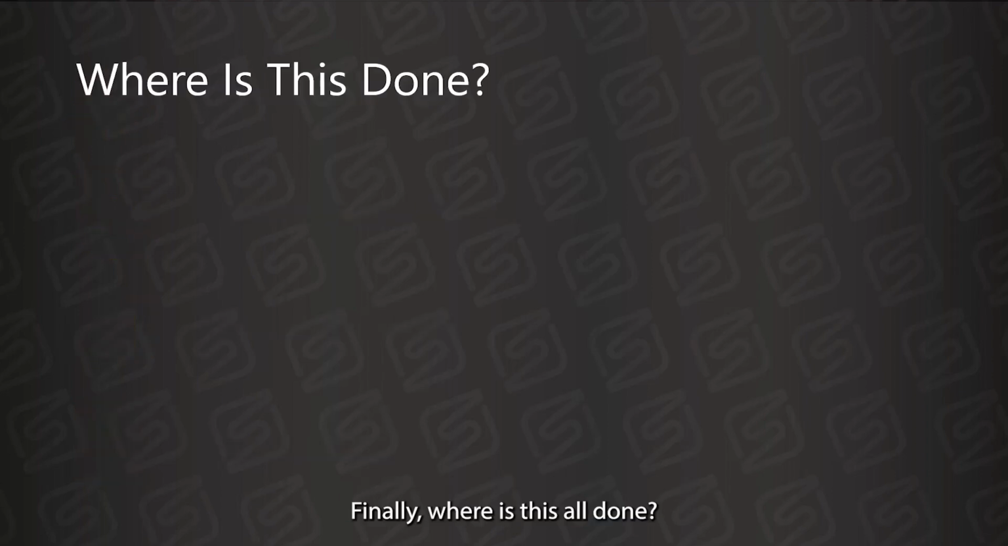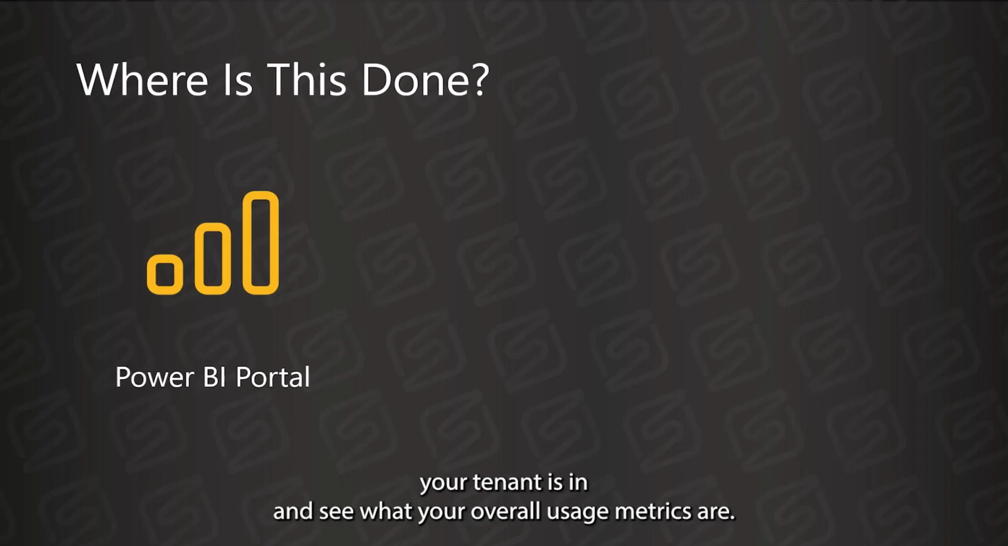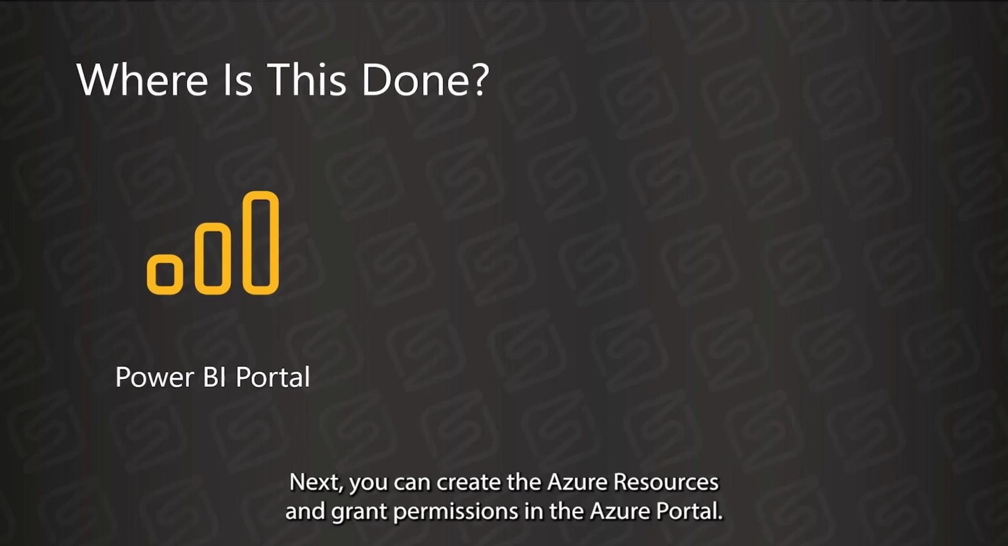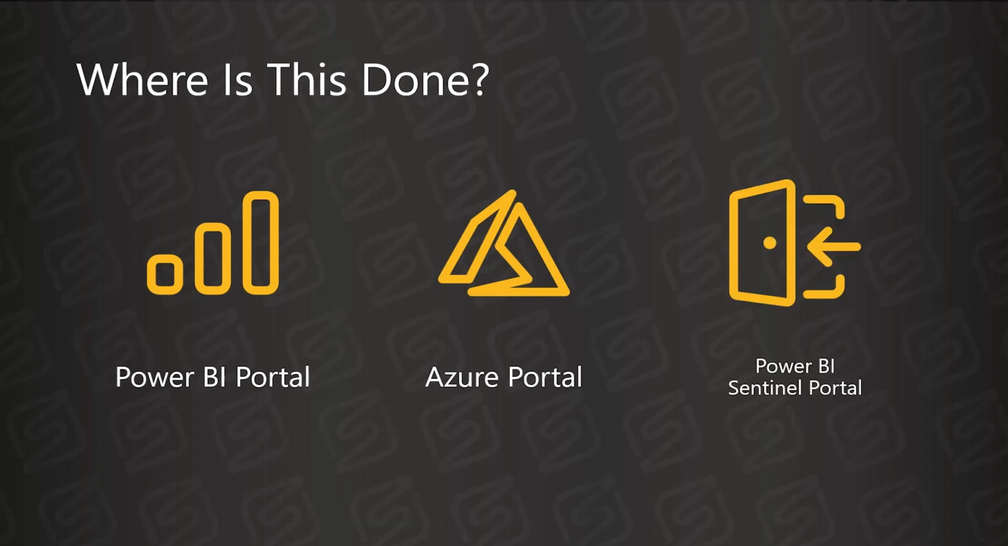Finally, where is this all done? First, you can optionally use the Power BI portal to see what region your tenant is in and see what your overall usage metrics are. Next, you can create the Azure resources and grant permissions in the Azure portal. Finally, you'll purchase a license and configure all of the settings in the Power BI Sentinel portal.